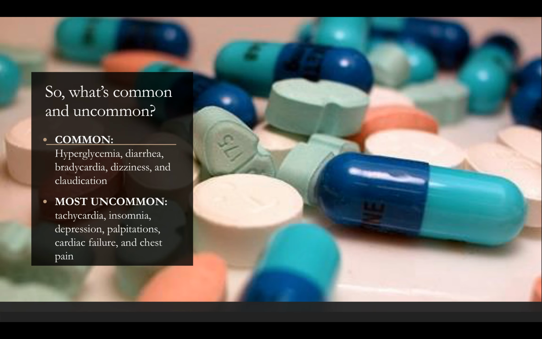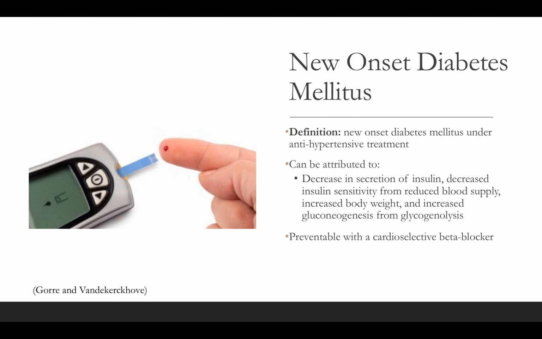So now I'm going to talk about another problem with beta blockers. It's a phenomenon called new onset diabetes mellitus. So new onset diabetes mellitus literally means new onset diabetes mellitus under antihypertensive treatment. It can be attributed to decrease in secretion of insulin, decreased insulin sensitivity from reduced blood supply, increased body weight, and increased gluconeogenesis from glycogenolysis.